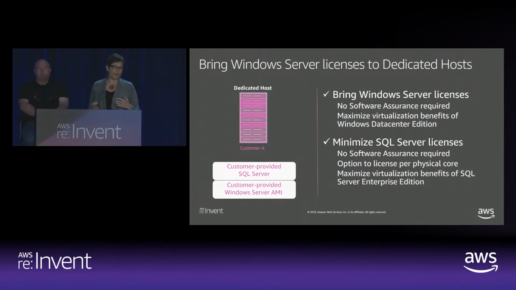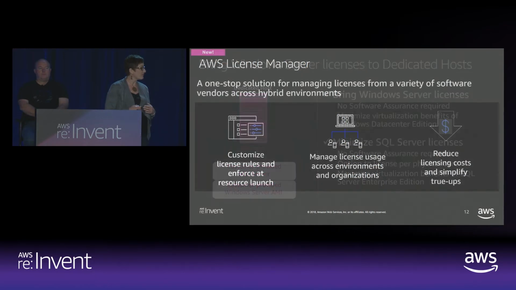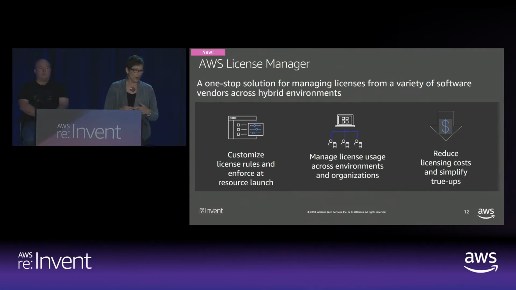Now, I've shown you a few different ways you can bring your own Microsoft licenses to AWS, but you still need to track and manage those licenses so that you can sail through a Microsoft audit or true-up. Today, we are announcing a new service called AWS License Manager. It's a one-stop solution for managing licenses from Microsoft as well as other software vendors, such as Oracle, IBM, and SAP.